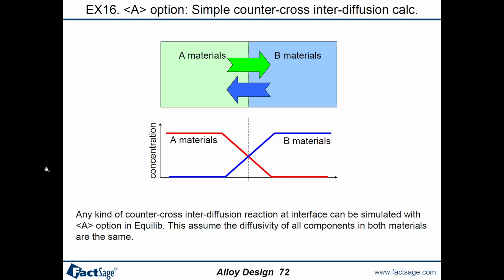Hello everyone. In this video tutorial, I will demonstrate how any kind of counter-cross interdiffusion reaction at the interface of a diffusion couple can be simulated using the equilibrium module of FactSage. The primary assumption of this kind of calculation is that the diffusivity of all components in both materials is the same. So using the FactSage equilibrium module, we can predict what kind of phases will develop in this interface region of the diffusion couple during interdiffusion experiments.